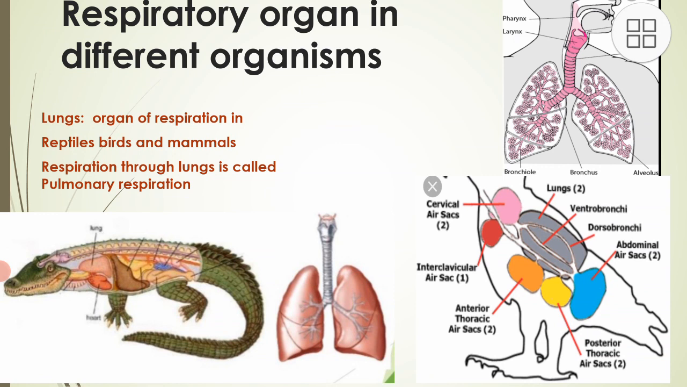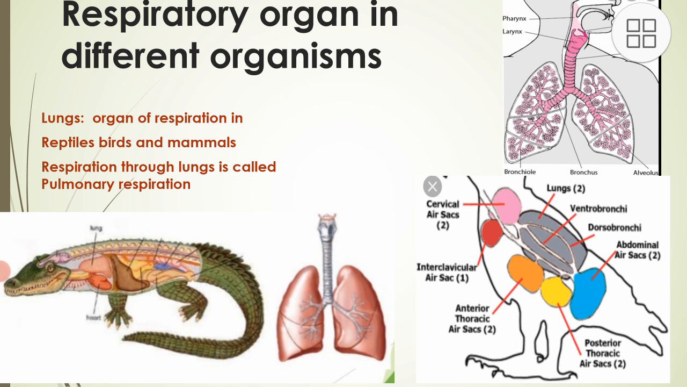Hello everyone, today in this video session we are going to study different respiratory organs in various organisms. The organs that are involved in the exchange of oxygen and carbon dioxide are called respiratory organs. So we have the first one, lungs, which is the most common respiratory organ of higher vertebrates.